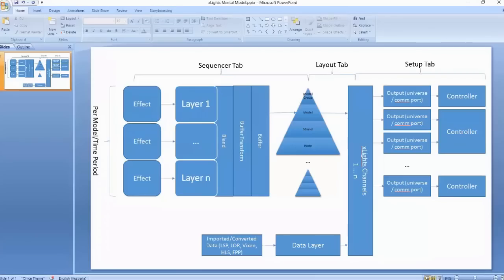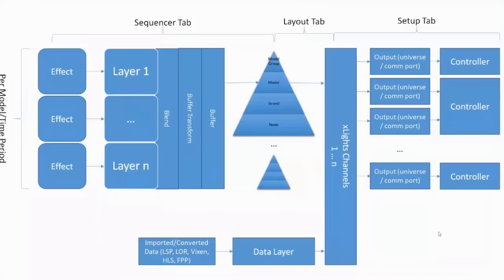All right, so let me talk through this. So here's my logical model of how xLights works. We haven't played with the setup tab yet, but on the setup tab, you get to define your controllers and you get to map your controllers to things like universes and COM ports and IP addresses and all of that sort of stuff. As a result of that, you end up with these xLights channels, and our xLights channels run from 1 to however many channels we've defined.